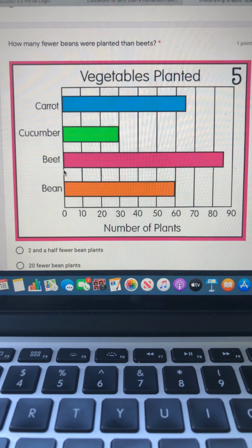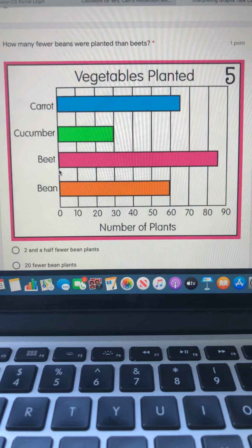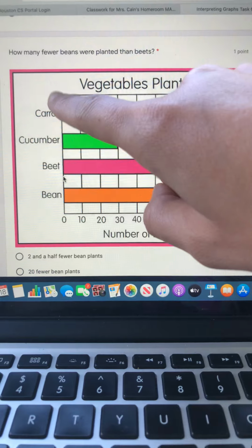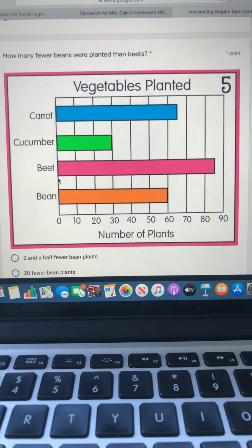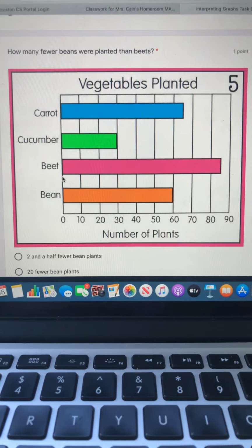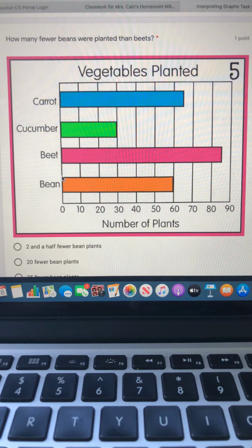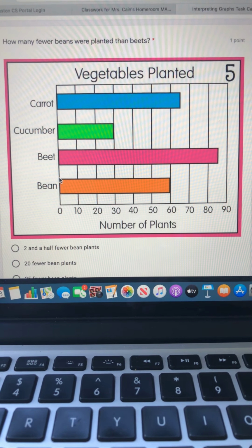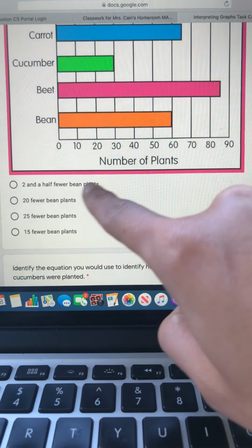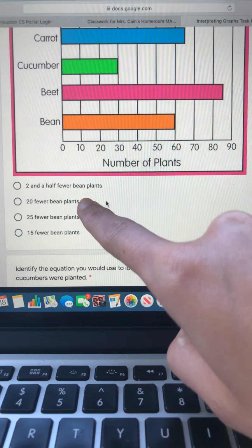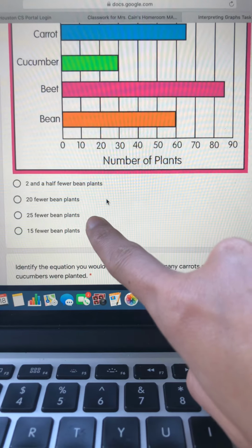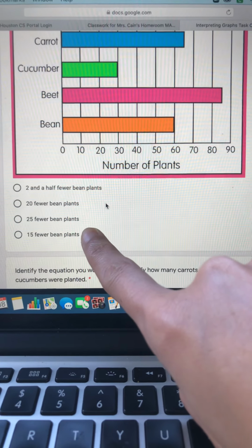All right, for this next graph, it is vegetables planted. At the bottom, you have the number of plants that were planted. And on the side, you have the type of vegetables that were planted: carrot, cucumber, beet, and beans. How many fewer beans were planted than beets? Is it 2.5 fewer bean plants, 20 fewer bean plants, 25 fewer bean plants, or 15 fewer bean plants?